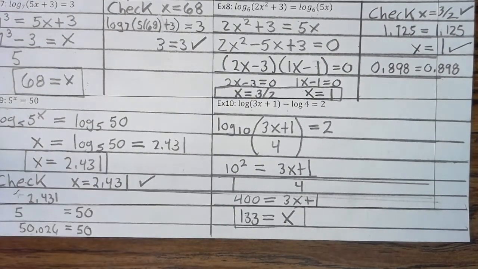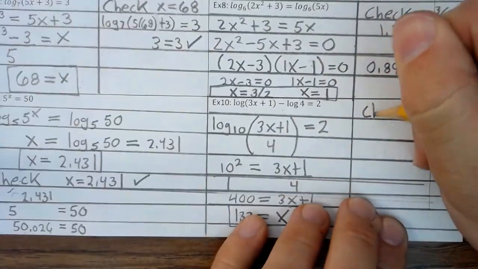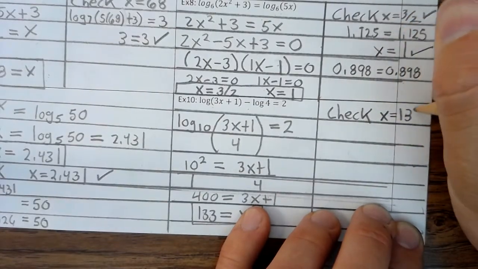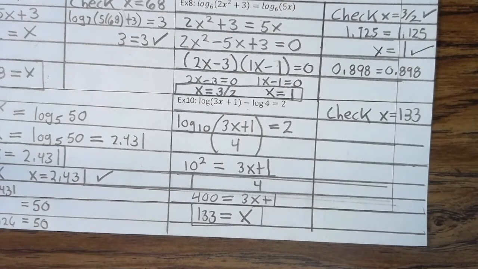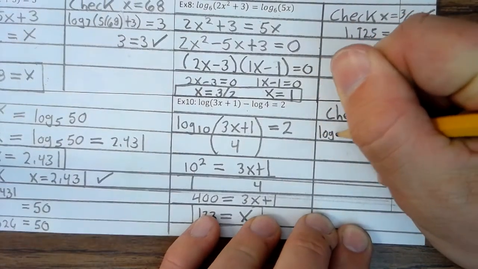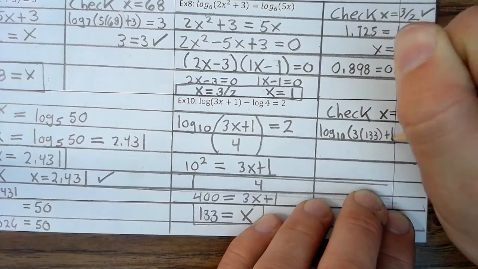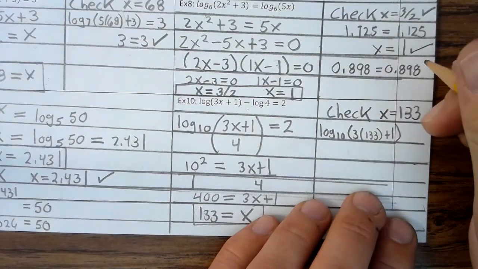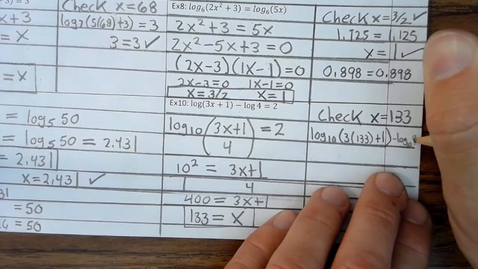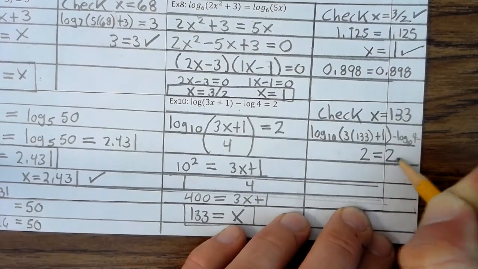Okay, now we check. So when we substitute 133 in, that's log base 10 of 3 times 133 plus 1 minus log 10 of 4 equals 2. We see that we get 2 equals 2, so it checks.